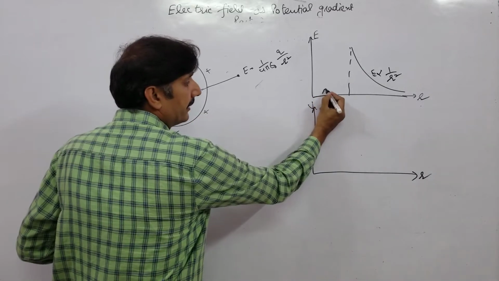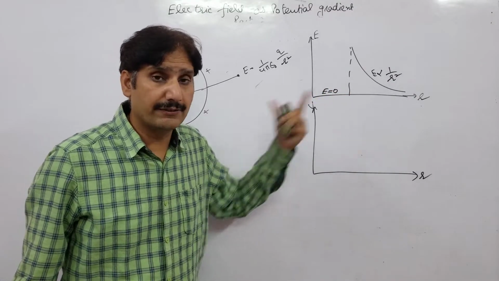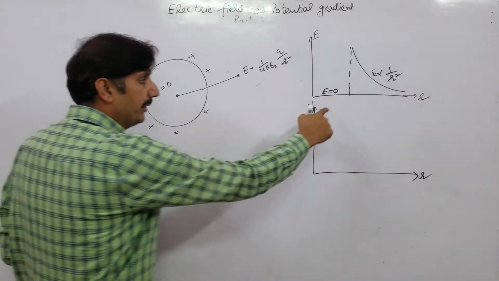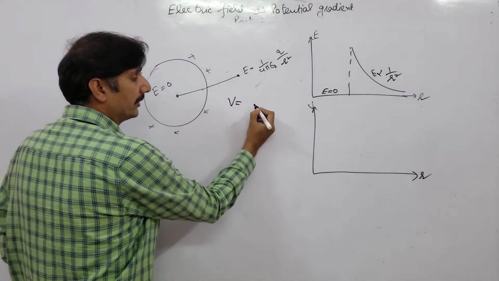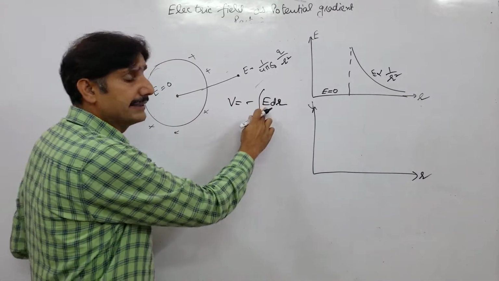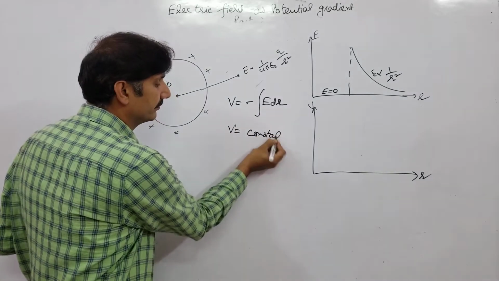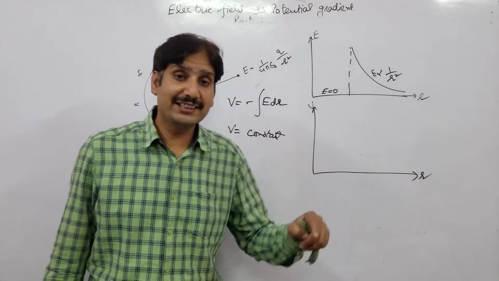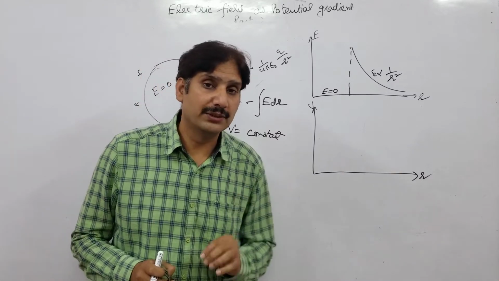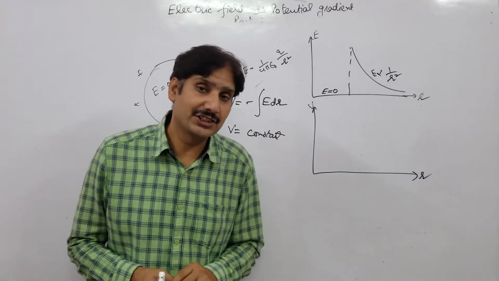Inside this hollow spherical shell or conducting sphere, the electric field is 0. So what would be the electric potential corresponding to that? We know that electric potential is minus the integral of E dx or dr. Since E is equal to 0, the integration of 0 is a constant. So the electric field inside the charged spherical shell was 0. That implies that the electric potential inside that charged spherical shell is constant.